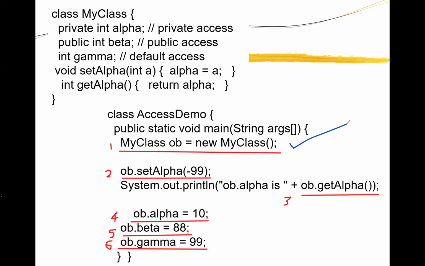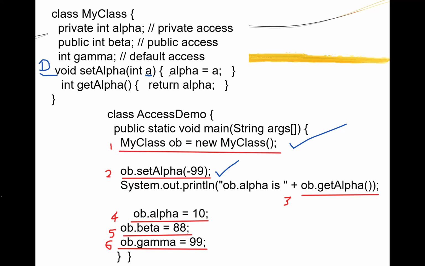Right. Then what you are doing here is trying to access the setAlpha method. Here you can say this is default, right? You have default access for the setAlpha method. Default access means package level access, no? Therefore, you can access the setAlpha method. No worries, this one also will work. When you call the setAlpha method by passing -99, the variable gets -99.